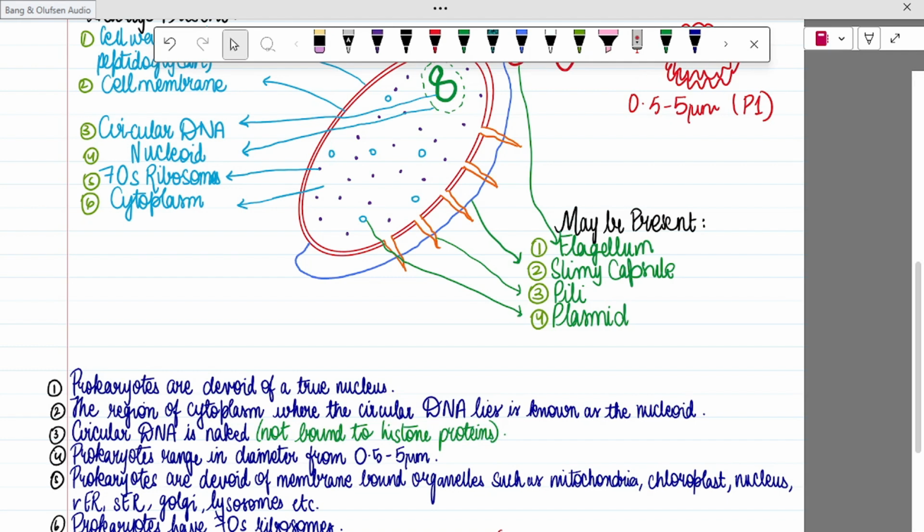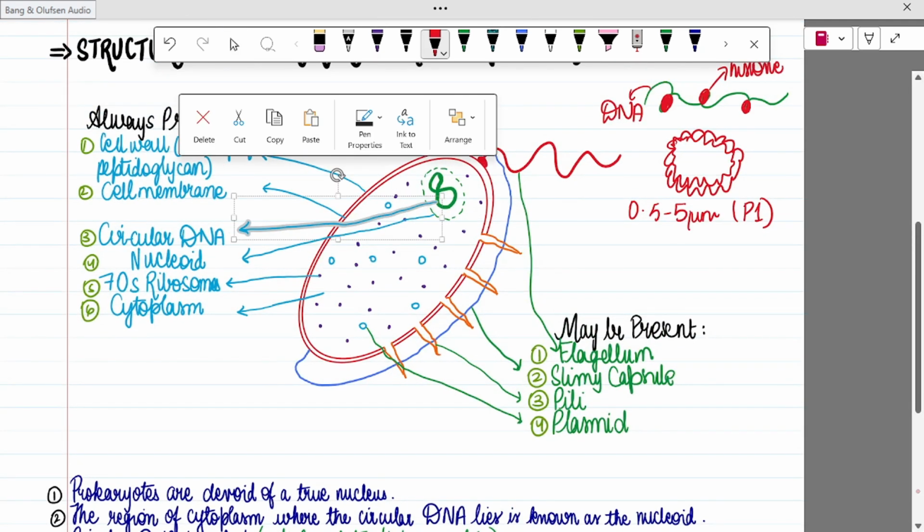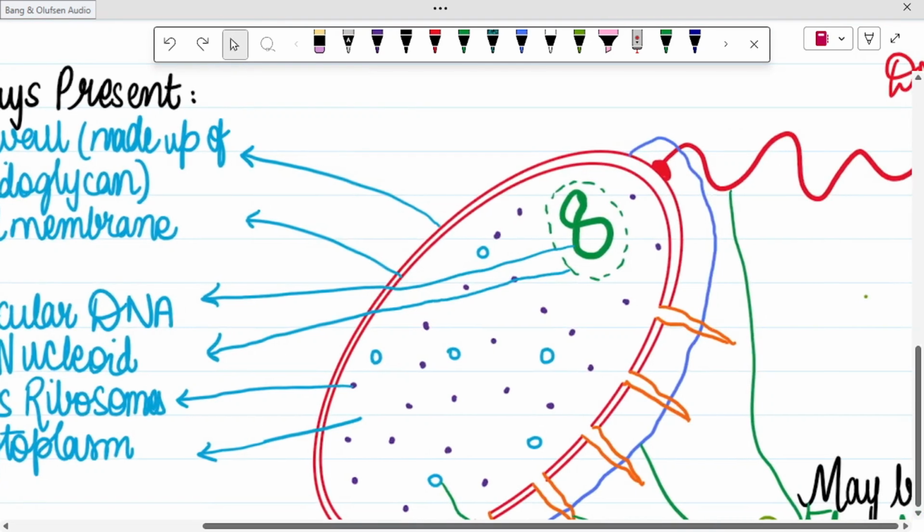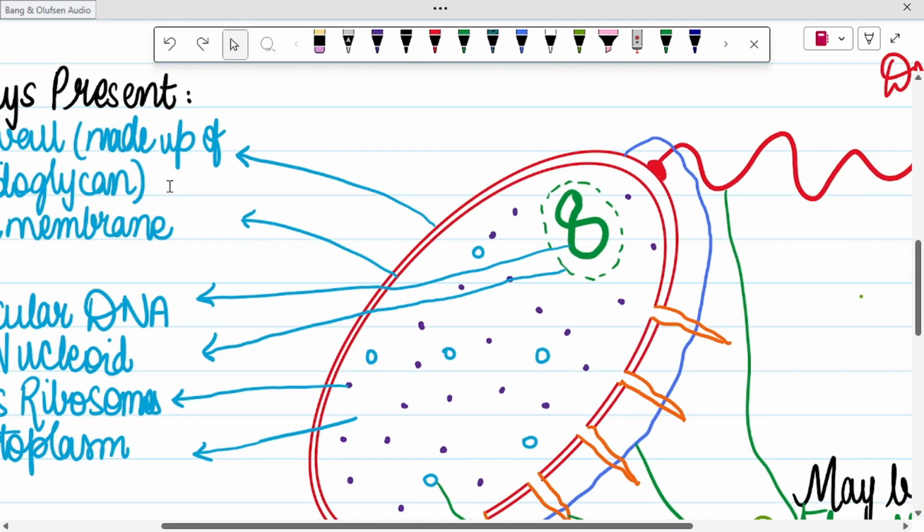Now, it is made up of peptidoglycan, which I just told you is a modified polysaccharide. But ये किस चीज़ का polysaccharide है? It is basically a polymer of a sugar and amino acid, which is why it is also known as murin.